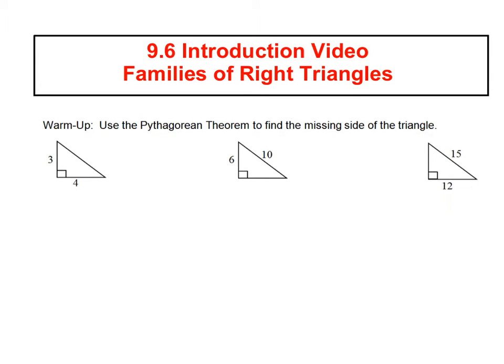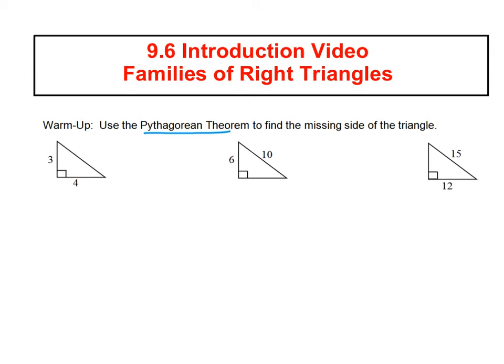So for a warm-up to this lesson, we are going to look at these three triangles and use the Pythagorean theorem to find the missing side of the triangle. I'm actually just going to do this with one of them, and we'll talk about what the missing side of the other two triangles will be.